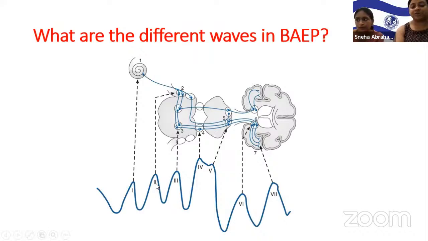The second one corresponds to the cochlear nucleus. The third one represents the superior olivary complex. The fourth one represents the lateral lemniscus. The fifth represents the inferior colliculus. The sixth represents the medial geniculate body, and the seventh represents the auditory radiation.